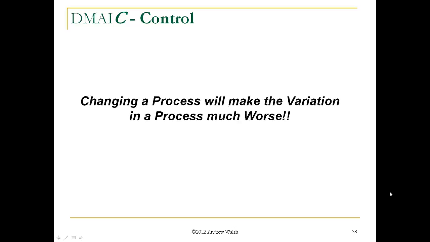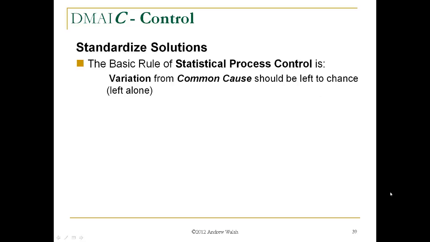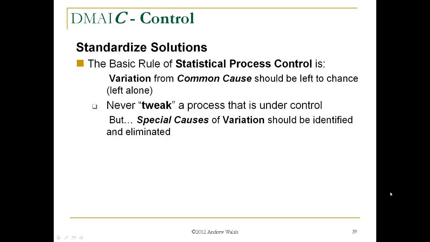Now, if you've done the experiment with the quincunx online, you'll notice that changing a process at all will make the variation in the process much worse. Basic rule of statistical process control is this: variation from common causes should be left to chance, just left alone. Don't touch it. Never tweak a process that is under control. But special causes of variation should be identified and eliminated.